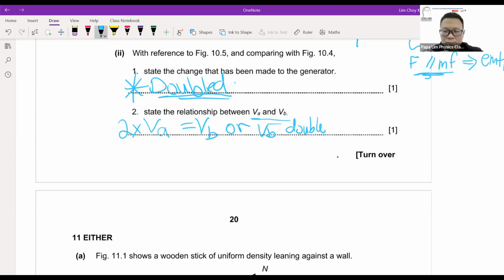And other than that, because you are turning faster, the rate of cutting of the magnetic field line is faster now. So with a faster rate of change, the EMF induced will definitely be larger. Since your speed doubled, the EMF induced will be double.